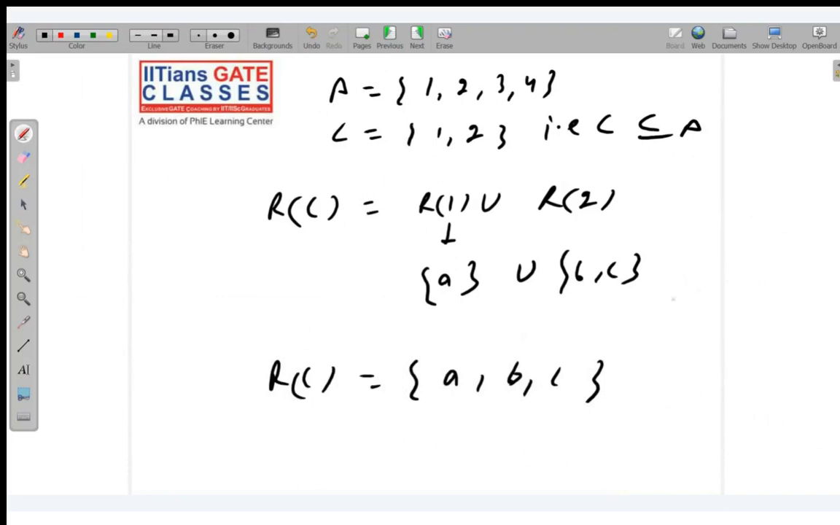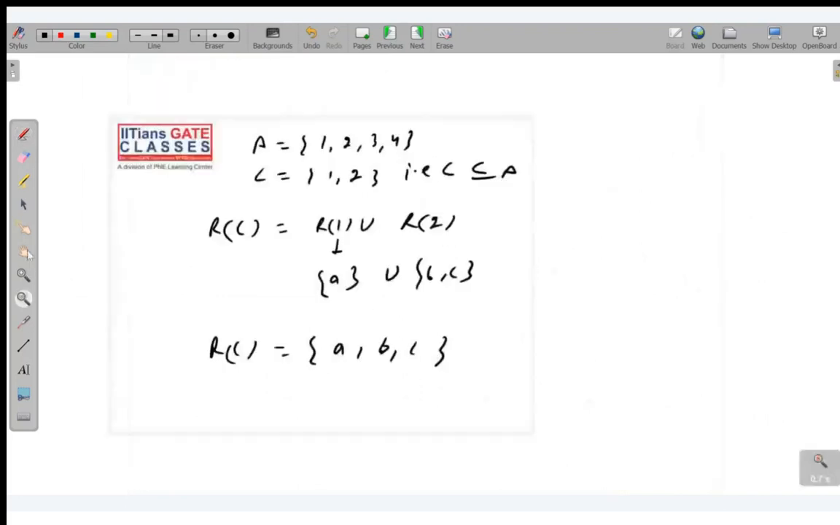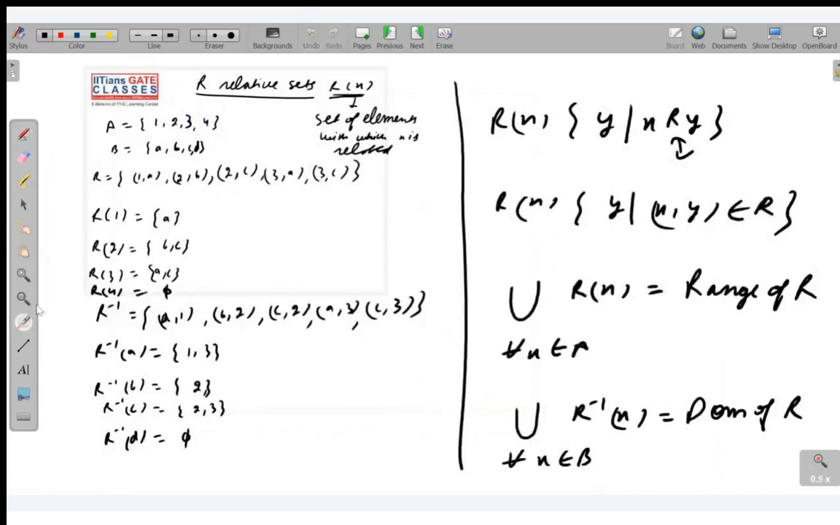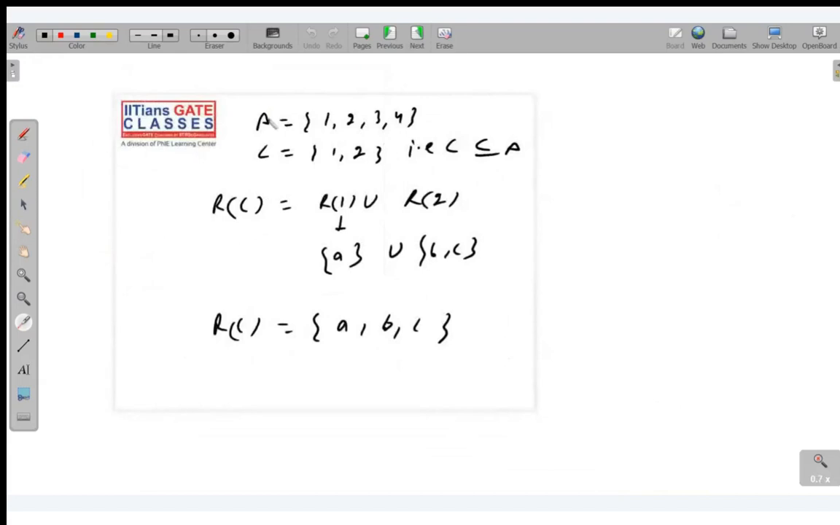So formally, what I have proved here is that there is no compulsion that you should write only one element here. You can write any subset of A also. It is not only that you can find R of 1, R of 2, R of 3, R of 4. You can find R of C also. That means any subset of A also. And for that, the definition is this. So formally, I will define R of C as nothing but the Y such that X is related to Y for all X belongs to C.